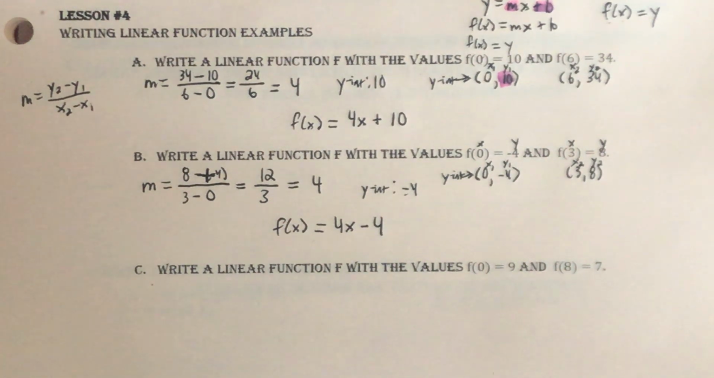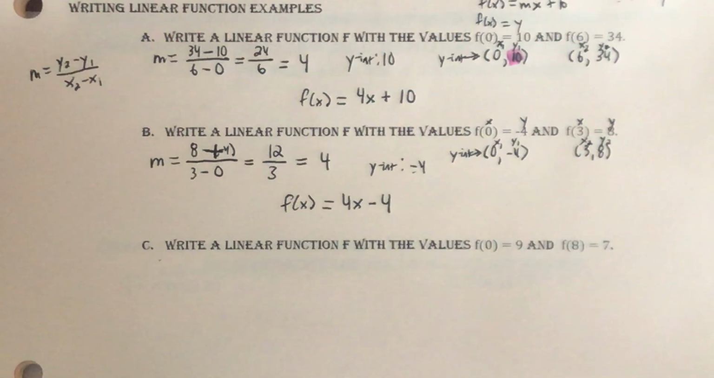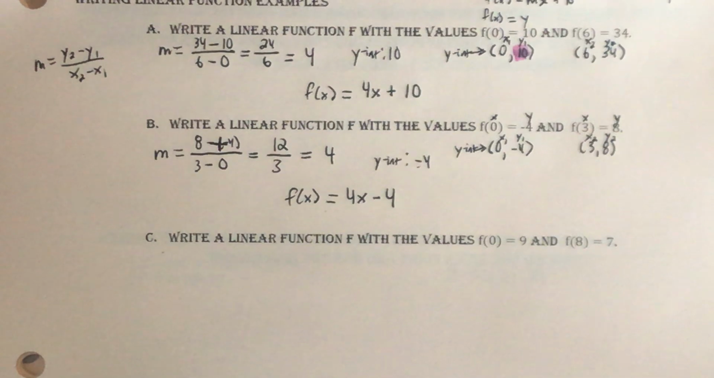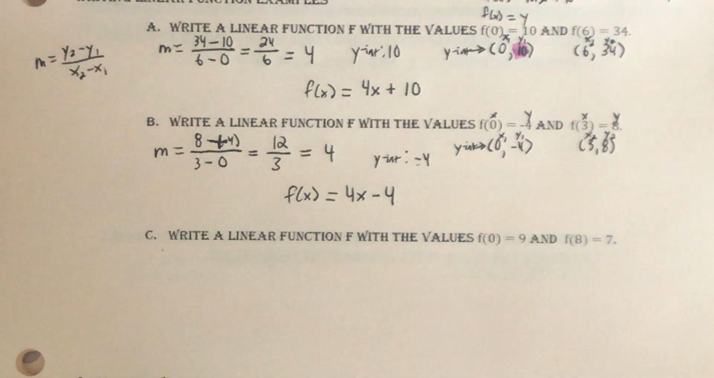All right, well, I'd encourage you to try example C on your own, so pause the video, then when you're done, unpause and check your answer with mine. So I'm going to move this up just a tad here, and now we're going to go on to example C. So write a linear function f with the values f of 0 equals 9 and f of 8 equals 7.